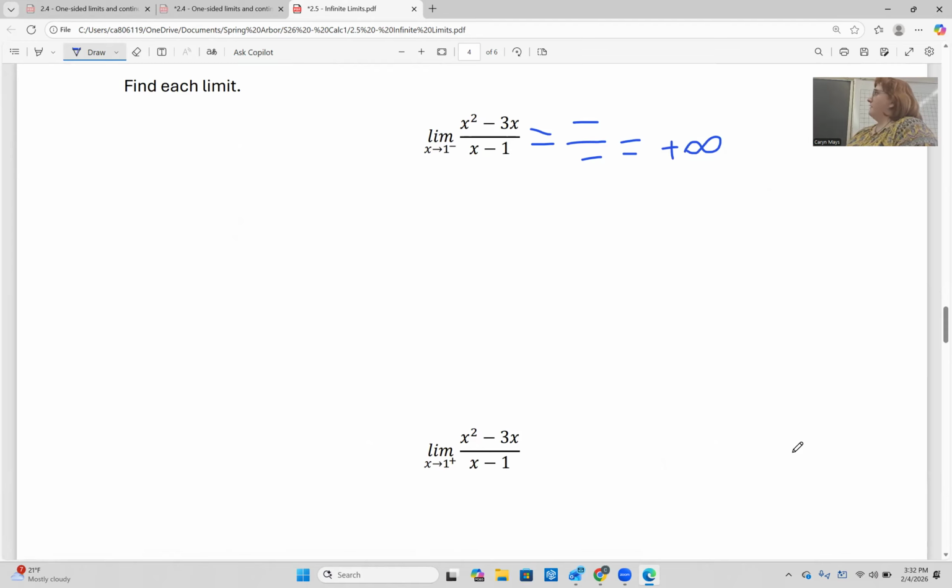What about the second one? Negative infinity. The same logic applies in the top. X squared close to 1 is close to 1 squared, which is 1. 3 times something close to 1 is close to 3. Something close to 1 minus something close to 3 is going to be negative. But now we're taking something bigger than 1 and subtracting 1. That's going to be positive.